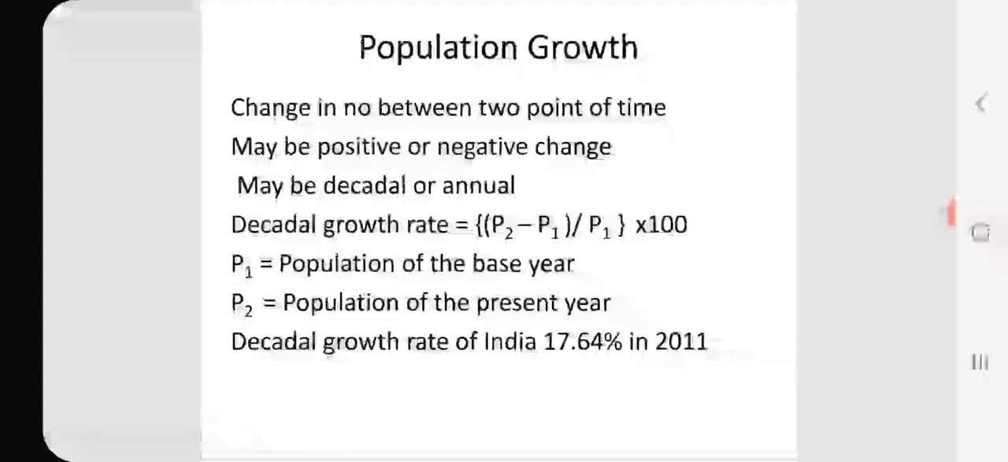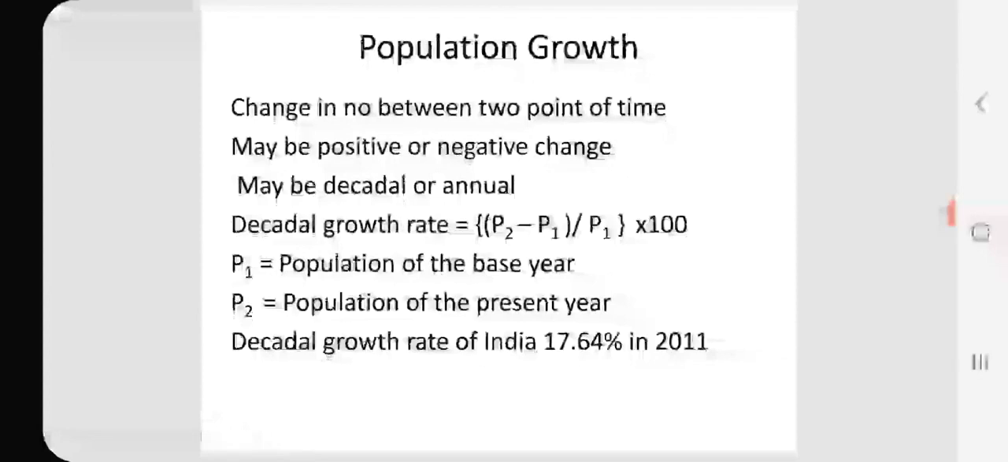So the total increase of population in 10 years was 19 crore, and these 19 crore should be divided by 102 crore, the population of 2001, that means P1, and then it should be further multiplied by 100 to calculate the percentage growth rate. That means to calculate the growth rate we have to multiply by 100 to get the percentage.